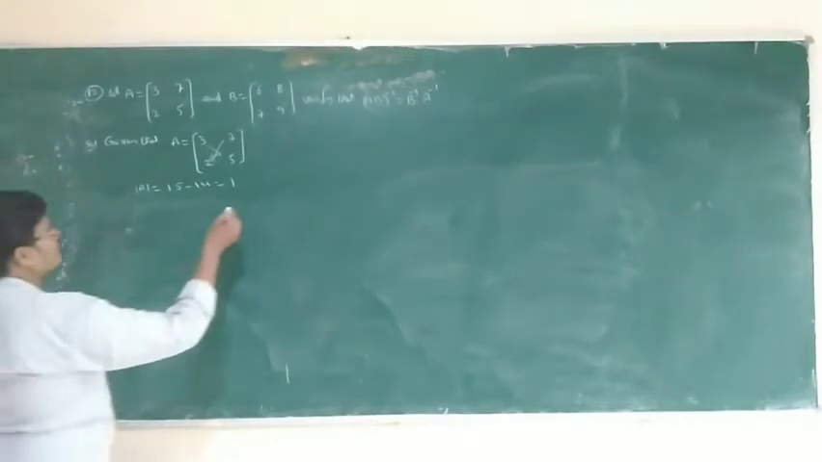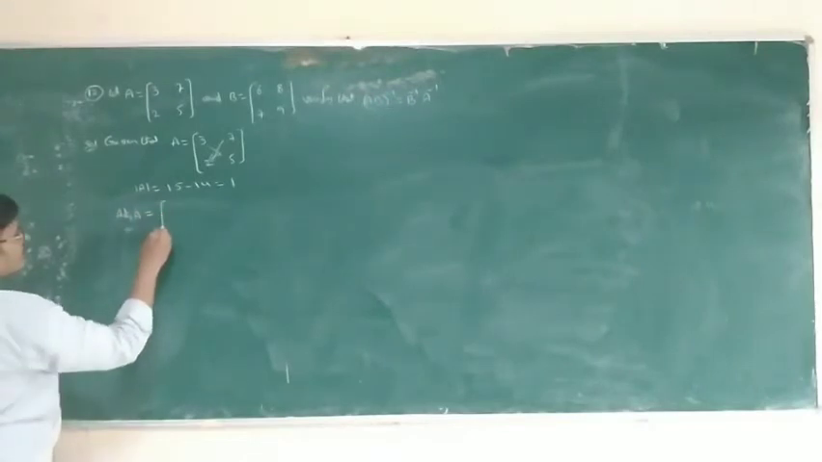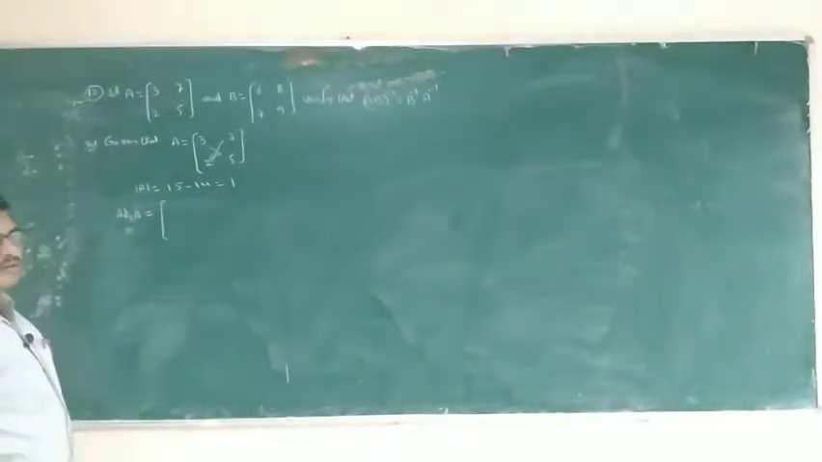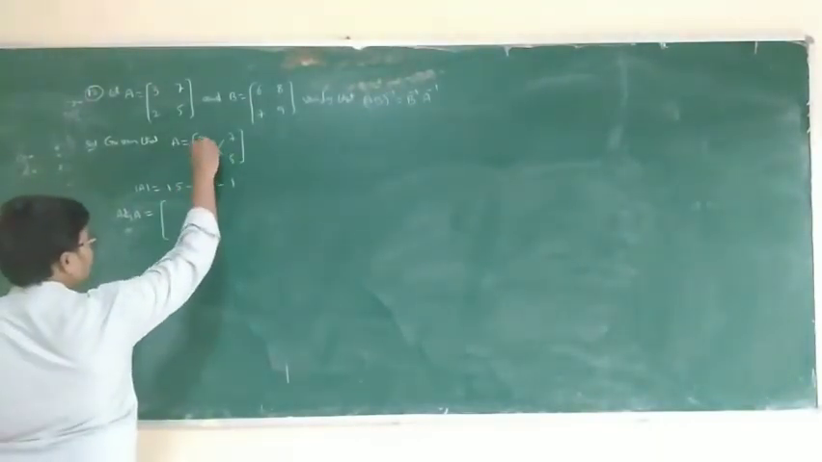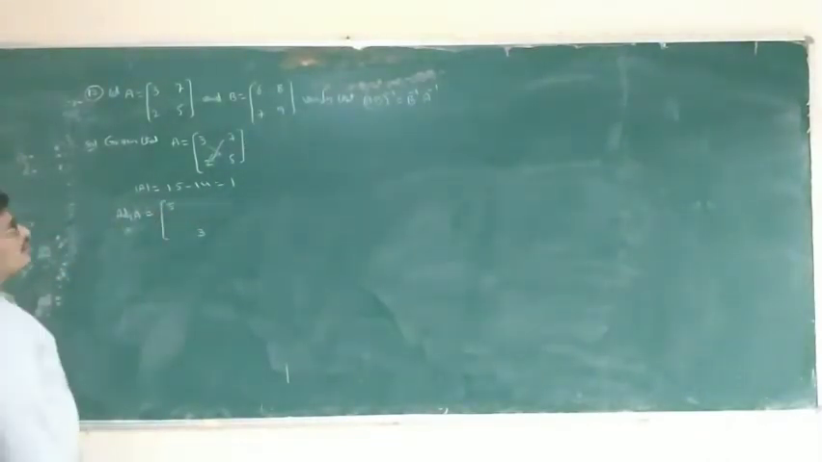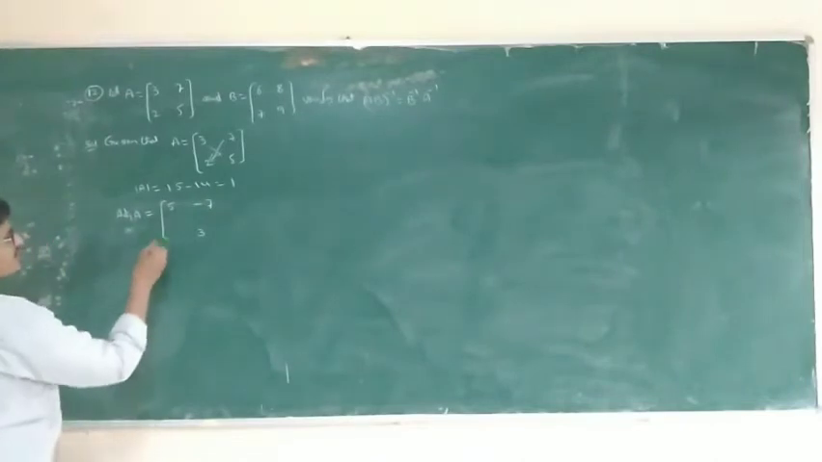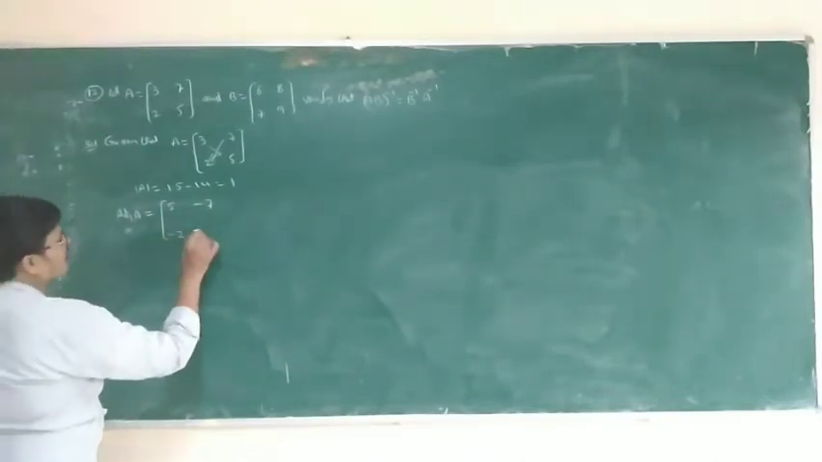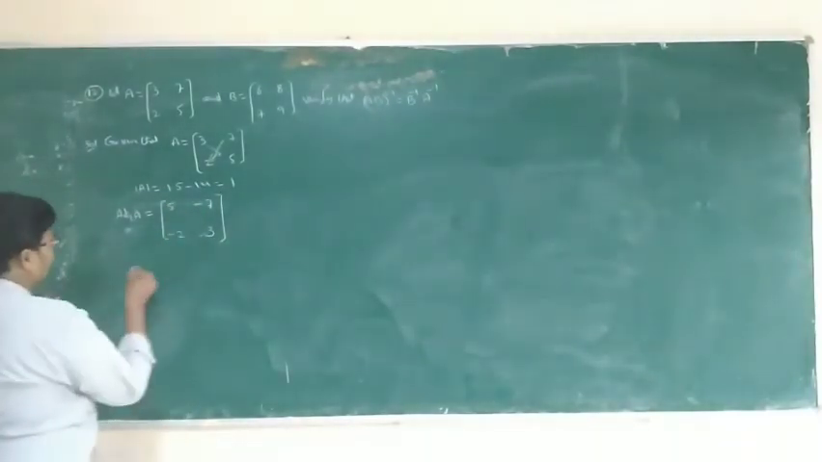What is adjoint A? How to find adjoint A? For a 2 by 2 matrix, interchange the first and last elements, and for the remaining elements, only the sign will change. Interchange the first and last elements and the remaining elements' sign will be changed. This is the adjoint A.